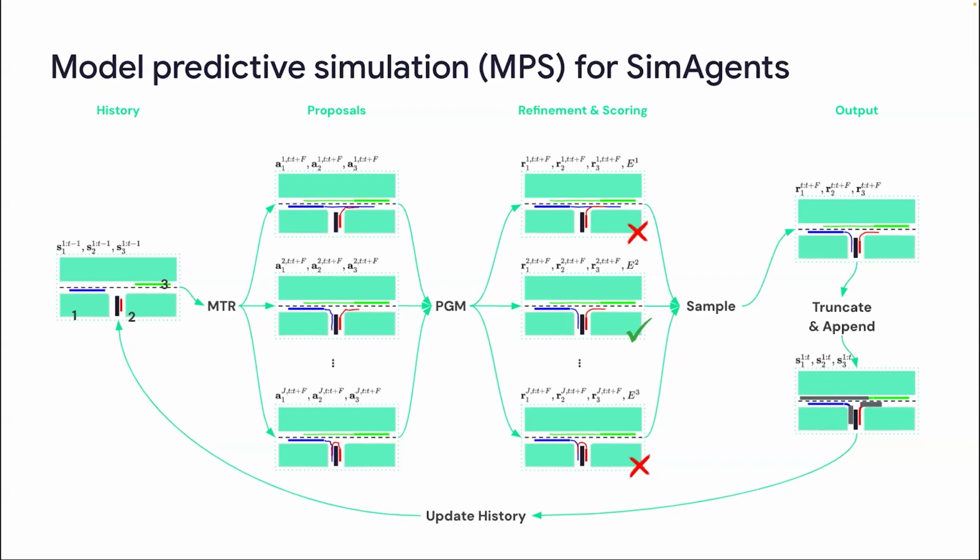Once we get the output, we take the immediate next step, append it to the history, then we repeat. That's why our model is so-called model predictive. It's a kind of planning to the deep future, take one step and replan again.